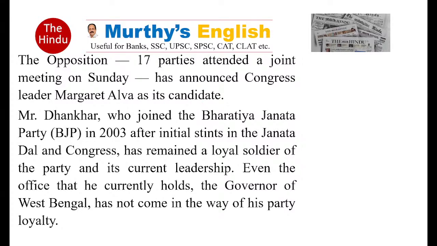Now, the editorial talks about Mr. Dhankar and Margaret Alva and also the role of the Vice President. The Vice President is also the chairperson of Rajya Sabha. This is a broad framework of the editorial.